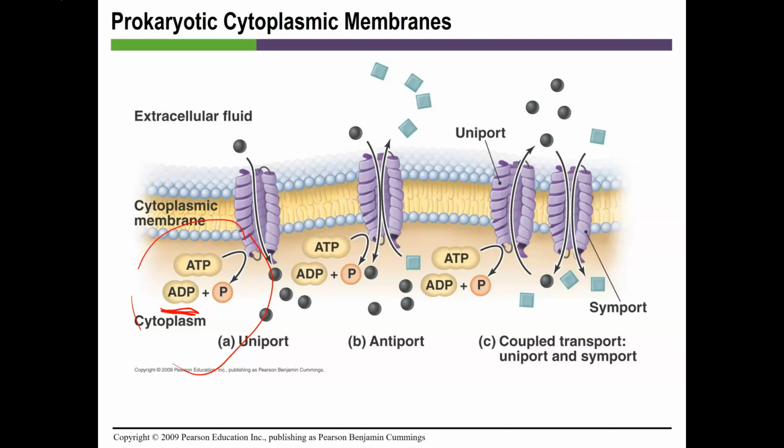Uniport just means one. Antiport means against. So in this case, you'll see that there are molecules moving in opposite directions through the channel across the membrane. This is the second type of system.